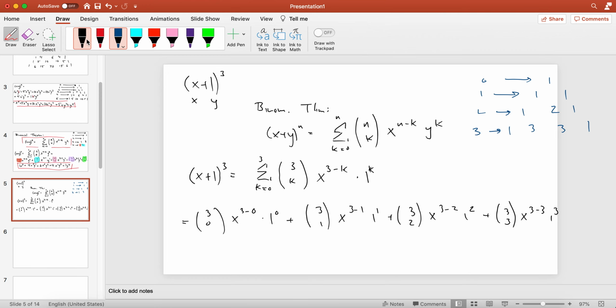Okay. This is telling me 3 choose 0, that's just 1. This is going to be 1 times x to the 3 minus 0, which is just x cubed. I'm not going to worry about these 1 terms, they're all just 1. 3 choose 1 is 3, so this is 3x squared. And then 3 choose 2 is 3, so 3x. And then finally, 3 choose 3 is 1.